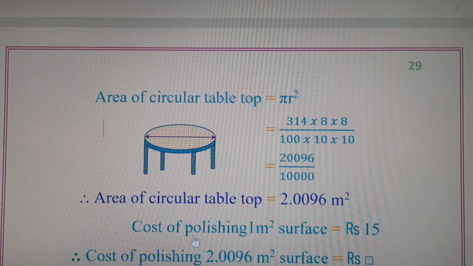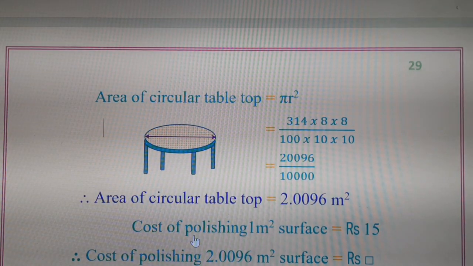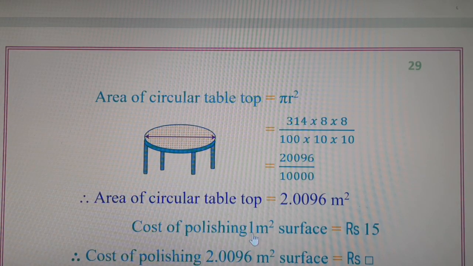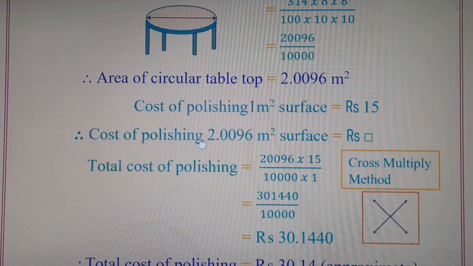So we'll write down the answer statement as a cross multiply sentence for calculating the answer. Cost of polishing 1 meter square surface is 15 rupees. So what will be the cost of polishing 2.0096 meter square surface? That we'll write as a box, rupees. And we will use the cross multiply method to calculate the answer. So 15 has to be multiplied with 2.0096 and 1 has to be divided.